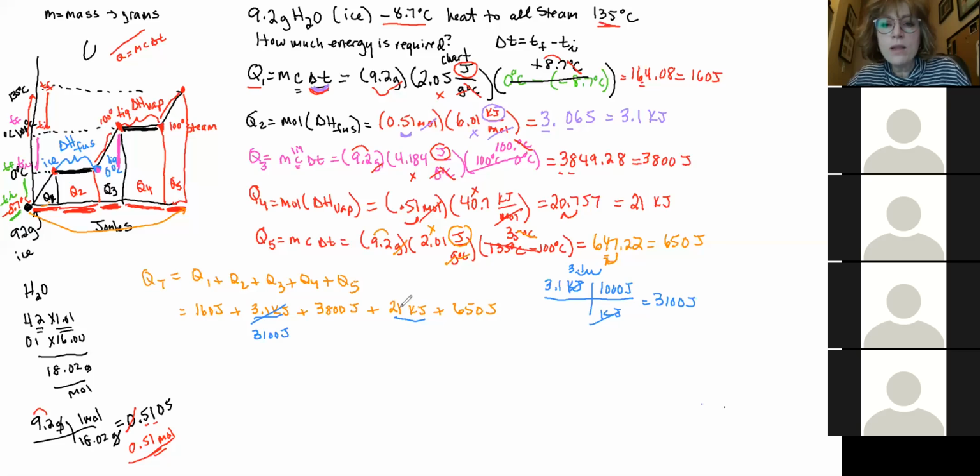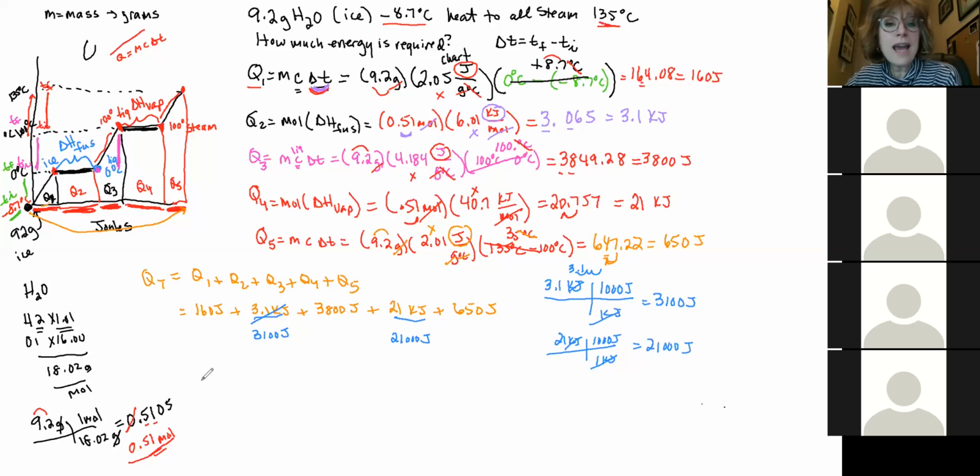So instead of using this, I'm going to write 3,100 joules. And then for the 21 kilojoules, it's the same process. Kilojoules cancel, so it's 21,000 joules. Now, just a side question, that means Q4 requires the most energy. So it requires the most energy to turn it from a liquid into a steam. You see that? Everything else is less energy.